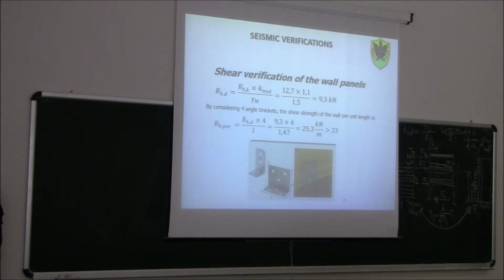How many angle brackets do I need to use to resist the actual shear strength? So, if I consider 4 angle brackets in this wall, the design value 9.3 times 4 divided by L, the length of the wall, will give me 25.3 kilonewton per meter of shear resistance that I have to compare with the shear demand. The shear demand is 23, so you can see that with 4 angle brackets I can ensure that the ultimate limit state is satisfied. Okay?